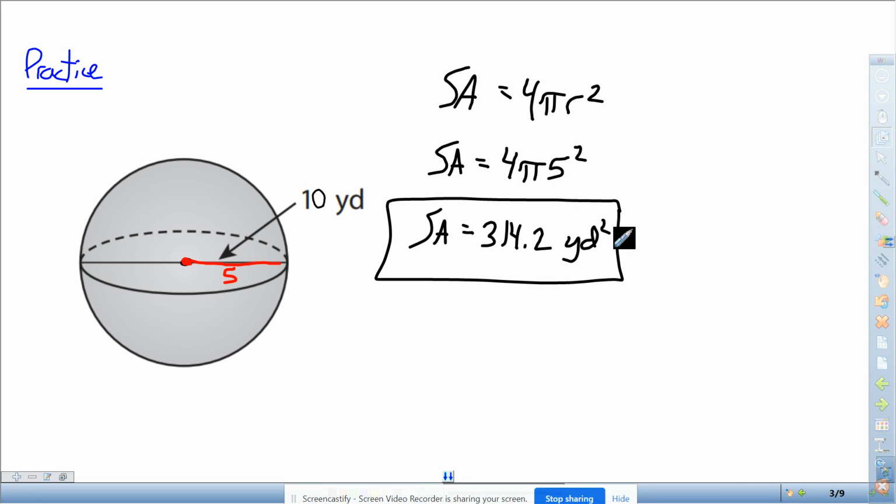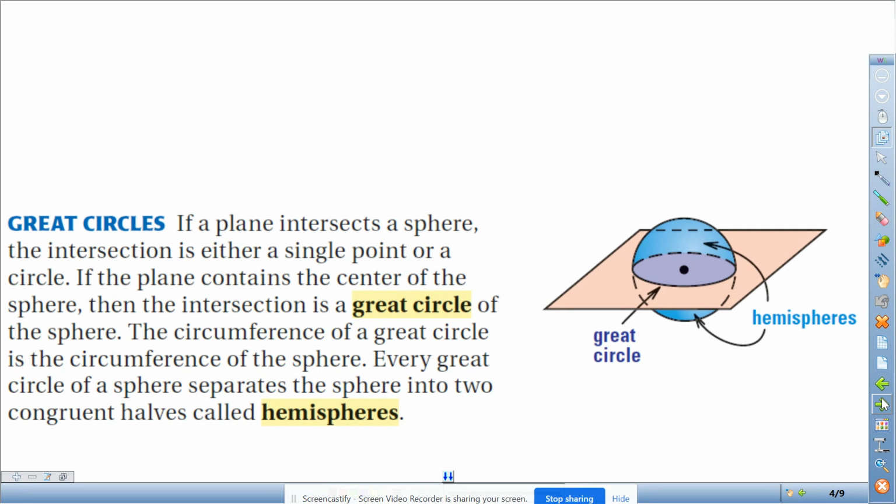Okay, so yeah, those are your typical problems. Though we're gonna dip into a little bit more. So let's take a look. This next slide, you don't need to write this. I just want you to take a look at it. What this thing is describing is what is called great circles. All right, so let's just kind of read through it and we'll break it down.